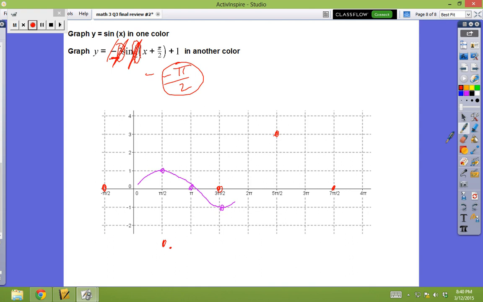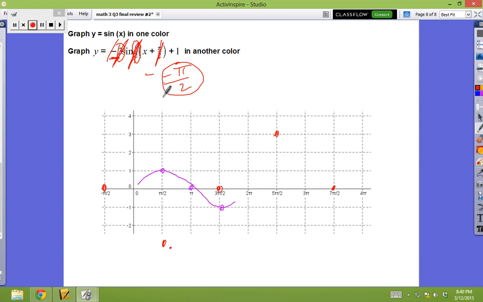Okay, that's done. And then the last thing, I've got a vertical translation of +1. So now I'm going to move every dot up 1. So this dot comes up to here, this dot comes up to here, this dot comes up to here, this dot comes up to here.